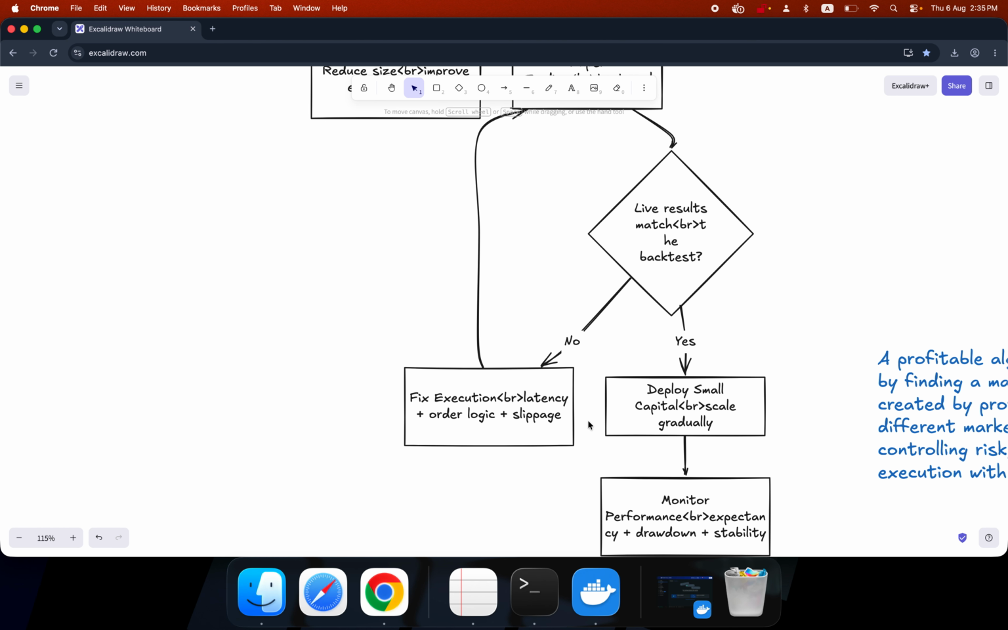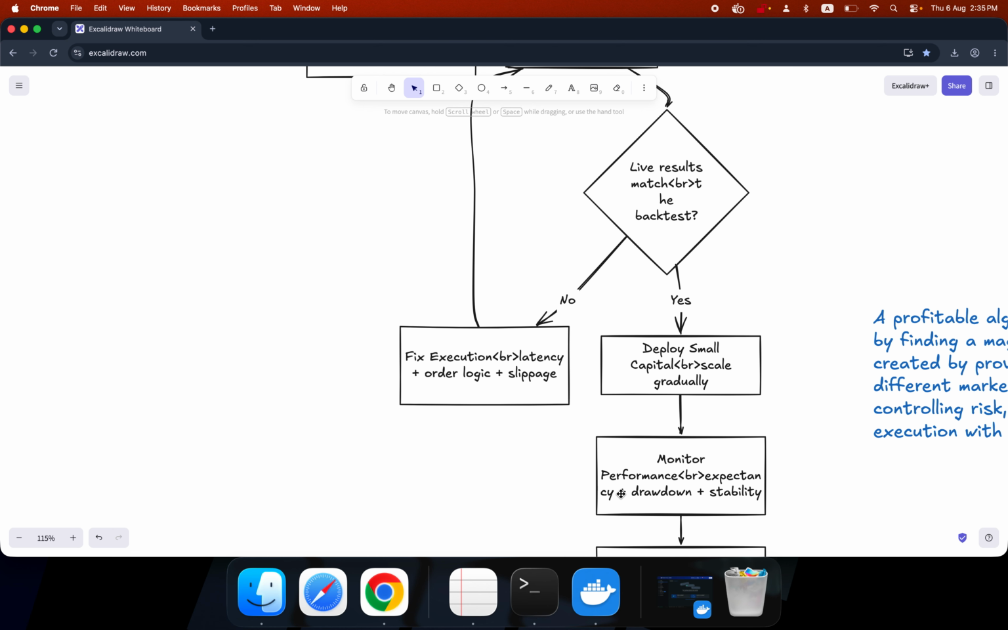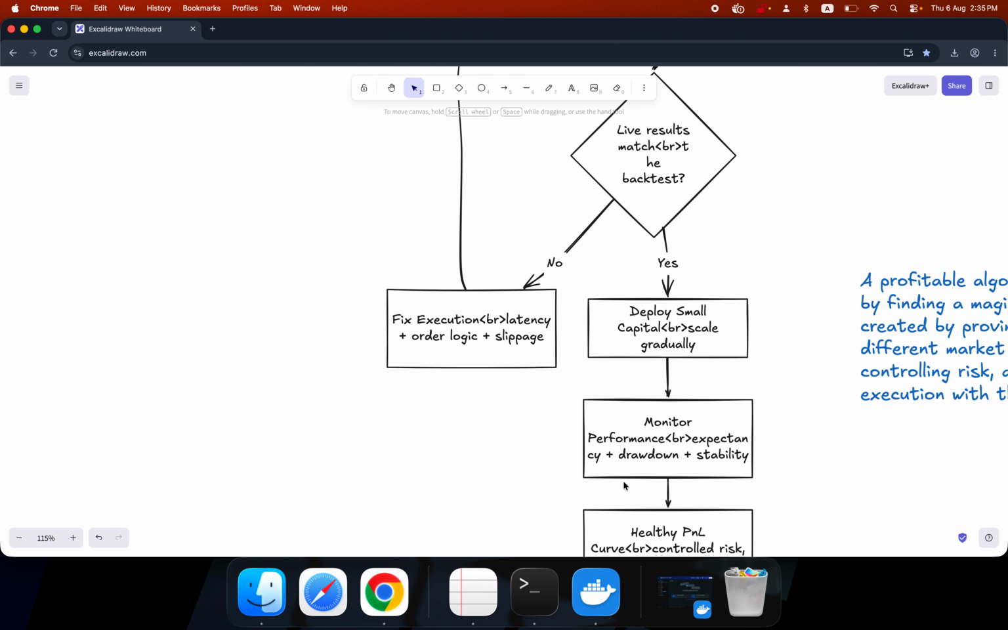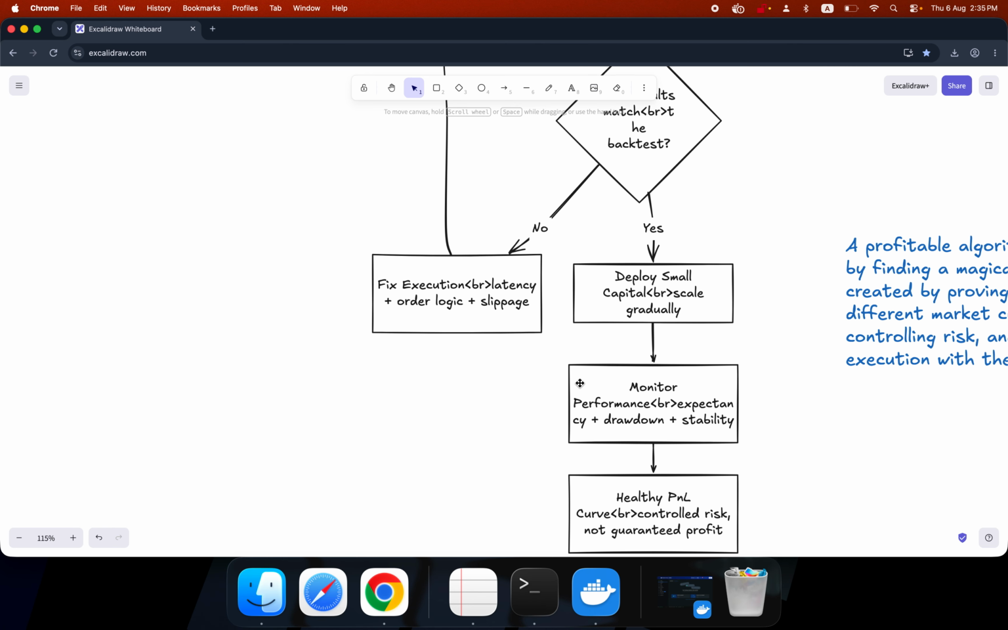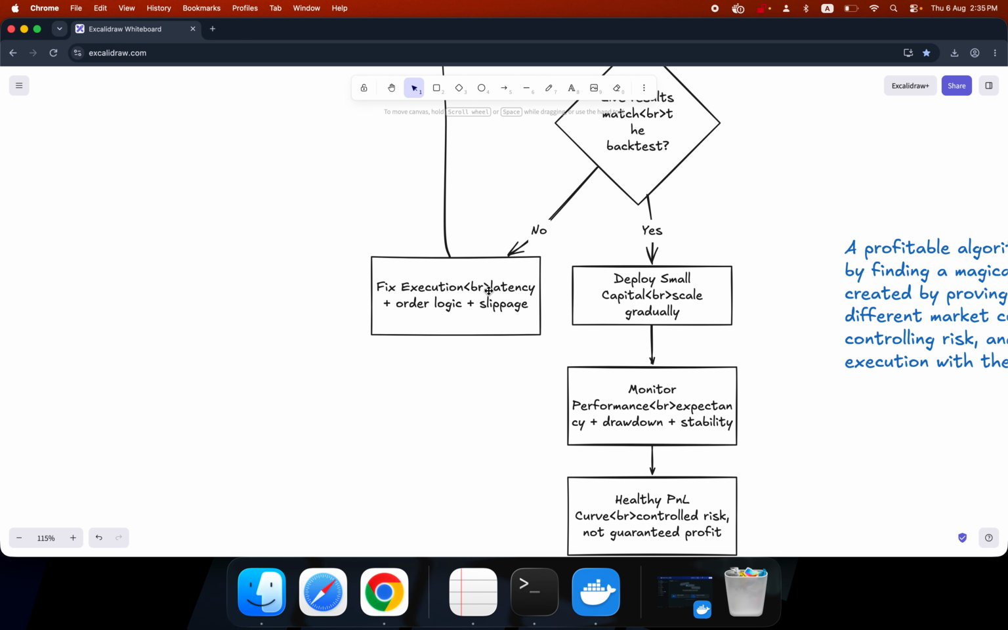And if it does match, and if it's good, then you deploy, scale your capital gradually, and you monitor the performance, the expectancy, the drawdown, and the stability, right? And then if all those things came good, then you're good to go. But still, it's not guaranteed profit; thinking that one thing that's working right now will work forever is just fantasy land. But if it doesn't work out, then you fix the execution, the latency, the order logic and slippage, right? So you can do things like, for example, chase orders.